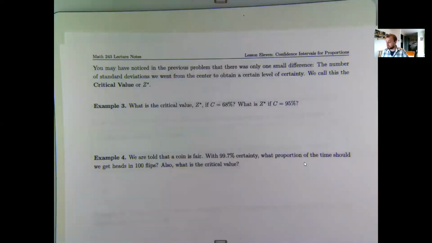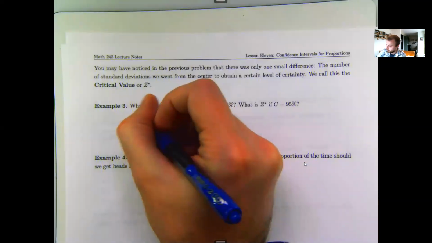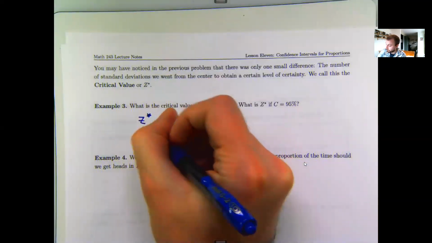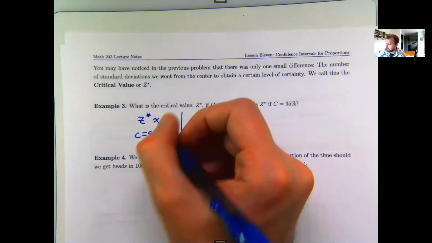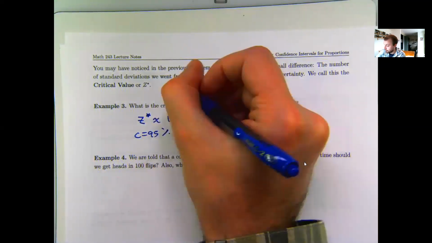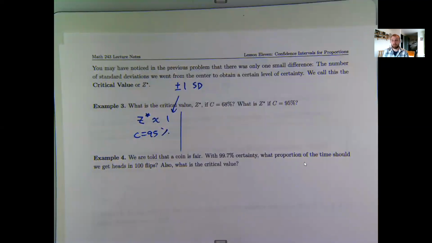You may have noticed in this last problem, I really hope you noticed, the only difference between each of these scenarios was that number next to my standard deviation, and that number is called the critical value, or the Z star. So our critical value, if I want to be 95% confident, is 2. So this means I would go both up and down 2 standard deviations from the center. So a Z star is sort of a 2-directional thing. It's telling me the amount I need to go in both directions there.